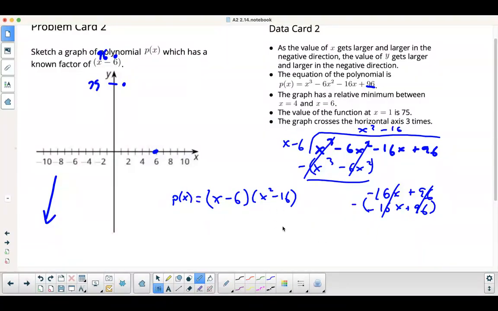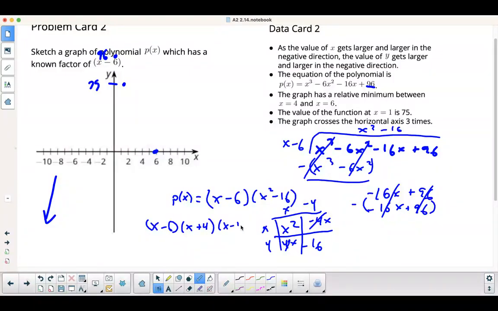polynomial. And if I want to try to factor that, I like to do a box when it's just a quadratic, when it's x squared. So I need x times x to get that. And then this one's going to be minus 4 and positive 4 because we want them to cancel out. We don't want that middle term with x here. You notice that it's 0x. Those cancel. So my factored form, x minus 6, x plus 4, x minus 4, is my function.